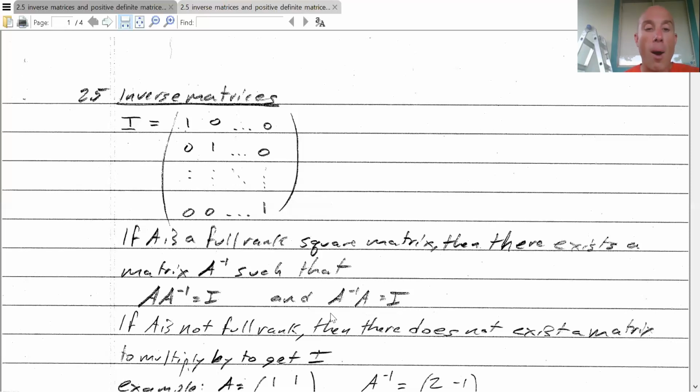That's an algebraic property. Now, realize that not every square matrix has an inverse. It has to be full rank, and it has to be a square matrix. If A is not full rank, then there does not exist a matrix to multiply by it to get the identity matrix.